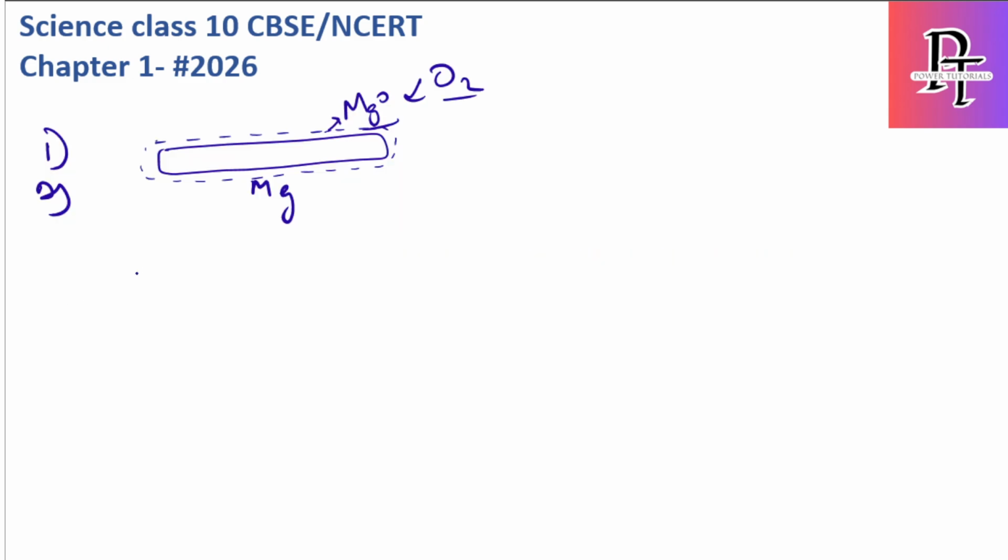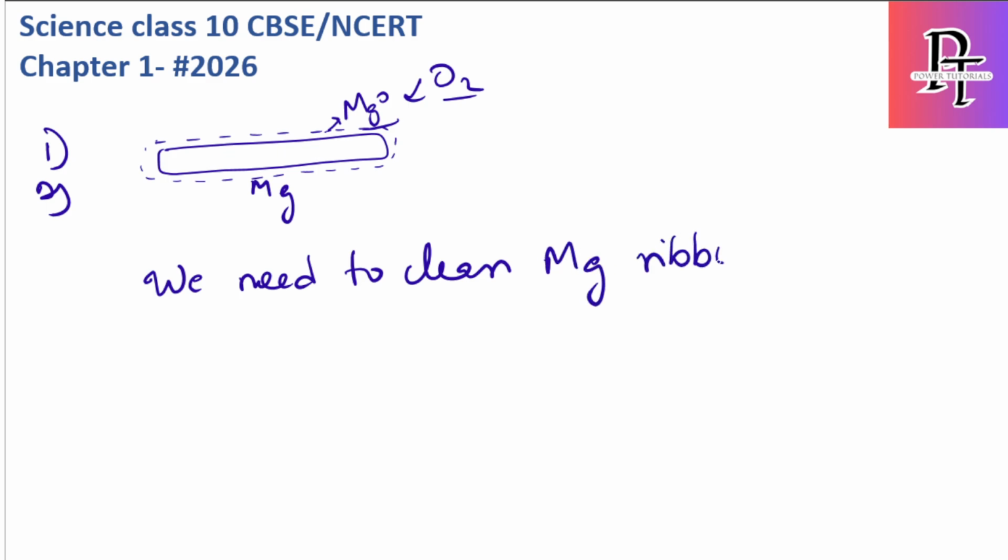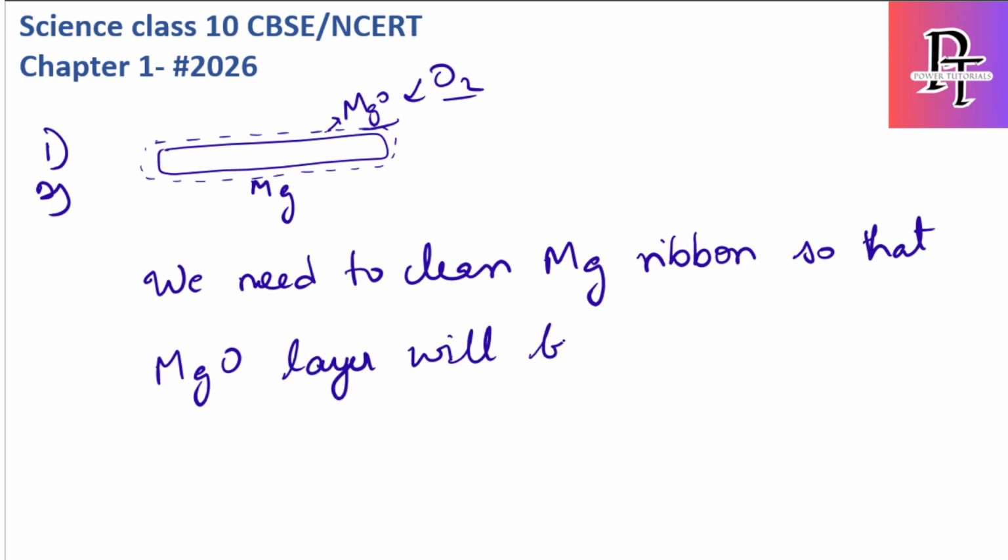So that's why we need to clean the magnesium ribbon, so that the magnesium oxide layer will be removed. That is the reason we clean magnesium ribbon before performing any experiments. Then after cleaning we will get the magnesium. This magnesium we can use for experiments.